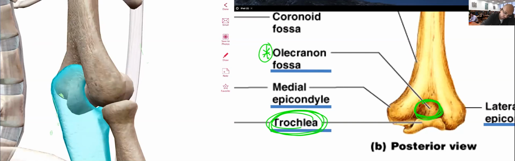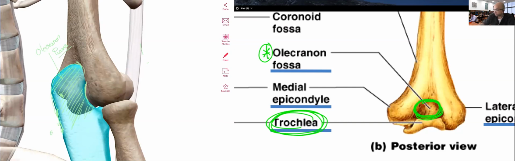See this large process of the ulna? It passes to the inside of the olecranon fossa. We call this my olecranon process. The olecranon process of the ulna is going to be articulating with this depression in the humerus.